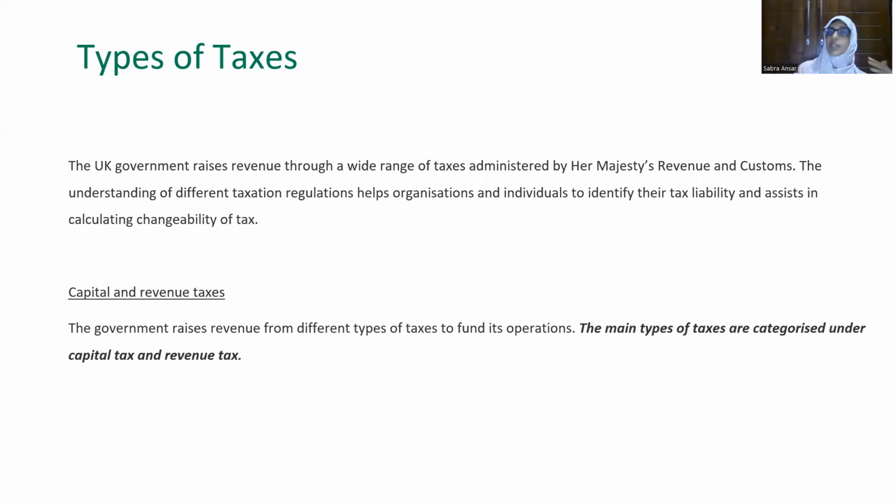So basically, when it comes to the UK government or any type of government, they raise revenue through a wide range of taxation, which is administered by His Majesty's Revenue and Customs. And understanding the different taxation regulations helps organizations and individuals identify their tax liability and assist in calculating the chargeability of taxation. The revenue of the government is basically from tax, as I told you.